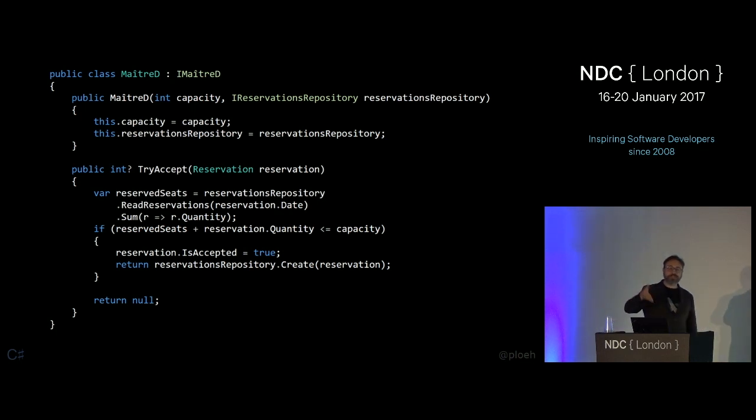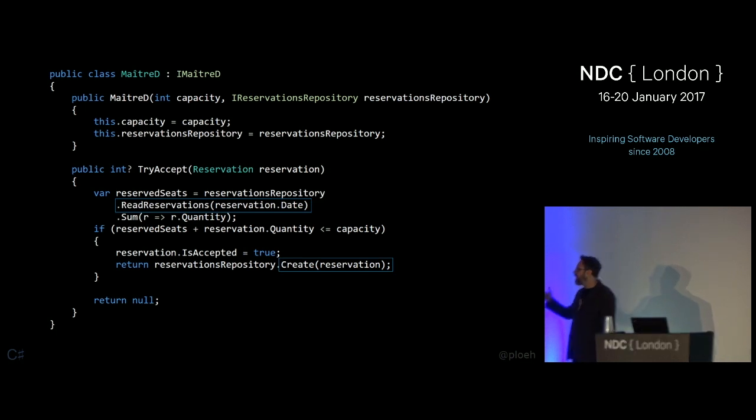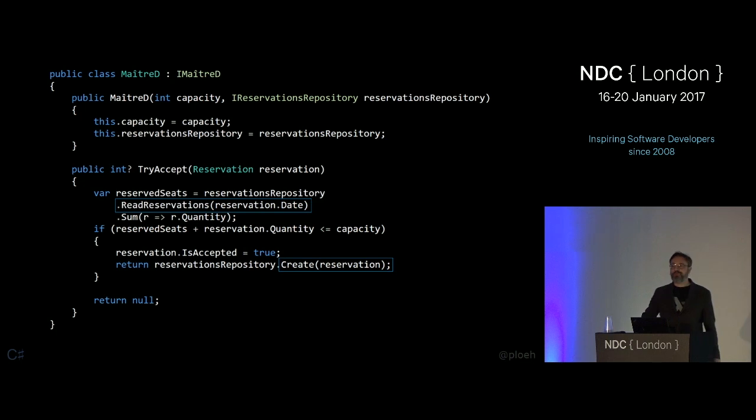But if we break down the interaction with the repository, you'll notice that I call two methods on it. I call ReadReservations to get the reservations for a particular date, and I call Create in order to create a new row in the database. This repository may have lots of other methods as well. We don't really know. I'm only using those two methods. So conceptually, I have three dependencies: the capacity and those two methods. That's basically what I have to deal with here.